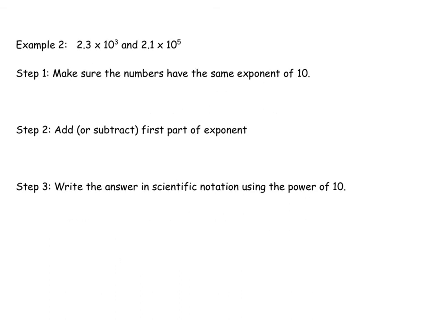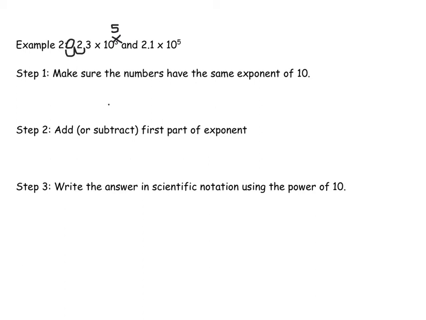All right, in example 2, we're going to add 2.3 times 10 to the third and 2.1 times 10 to the fifth. We're going to keep them in scientific notation in this video and practice adding them in scientific notation. First thing you want to do is make sure your power of 10 is the same, which it's not. So I'm going to move my decimal place 2 places to the left on the first one, because remember when you move to the left, it adds to your exponent. So that becomes an exponent of 5 because I moved 2 places.